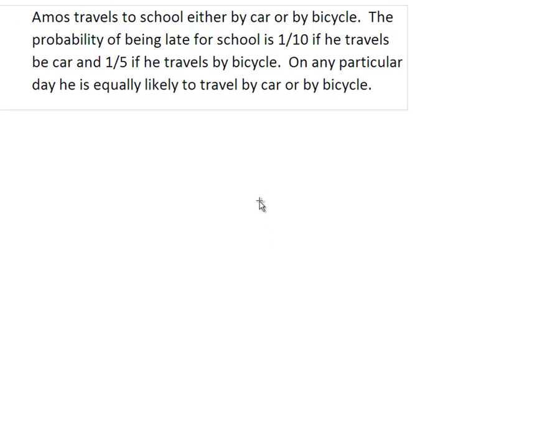We're going to continue in this example to do some more probability tree questions. Our question here is: Amos travels to school either by car or by bicycle. The probability of being late for school is 1 over 10 if he travels by car and 1 over 15 if he travels by bicycle. On any particular day, he is equally likely to travel by car or by bicycle. And we're asked 3 questions about this.